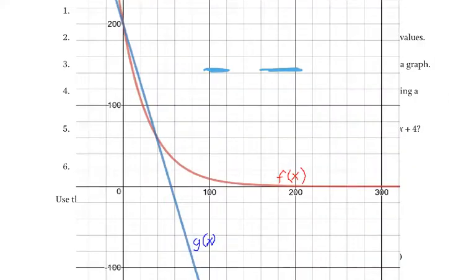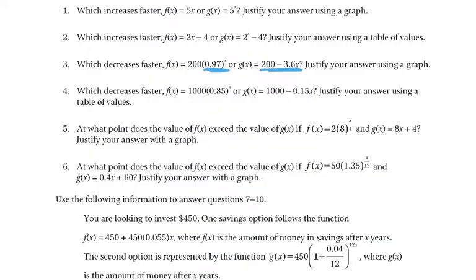So on this one, at the beginning, that exponential is decreasing at a faster rate, but as we start to level out, that linear will decrease at a faster rate, only because when you take a percent of something, the smaller the number, the smaller the percent. Okay, so in this case, it would be both of them, depending on which section you're talking about. At first, it would be the exponential, but pretty quick, that linear would outpace it.